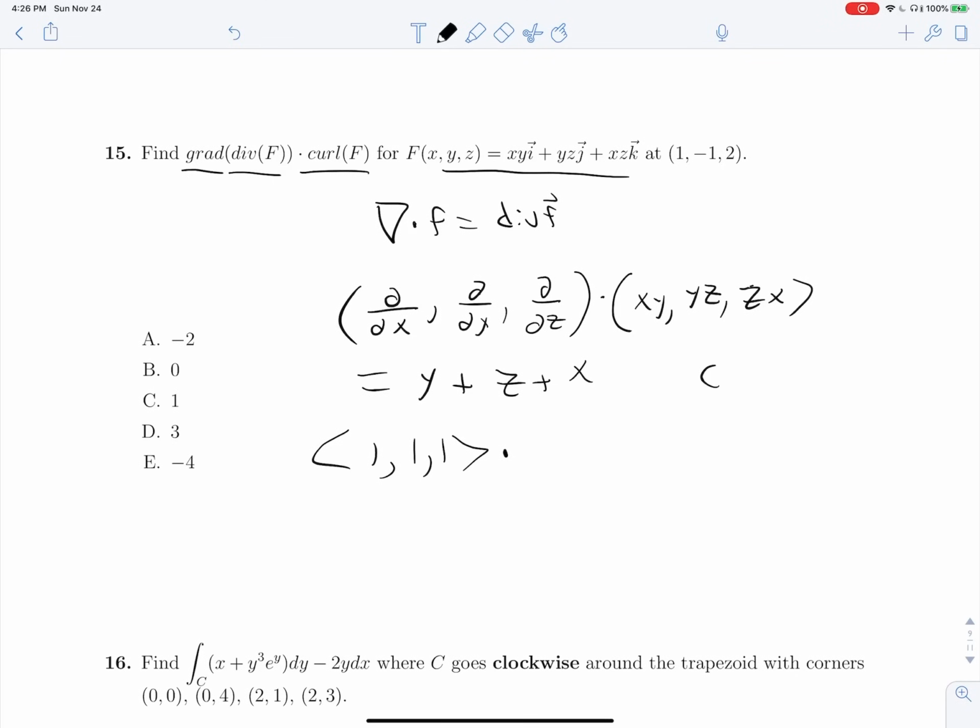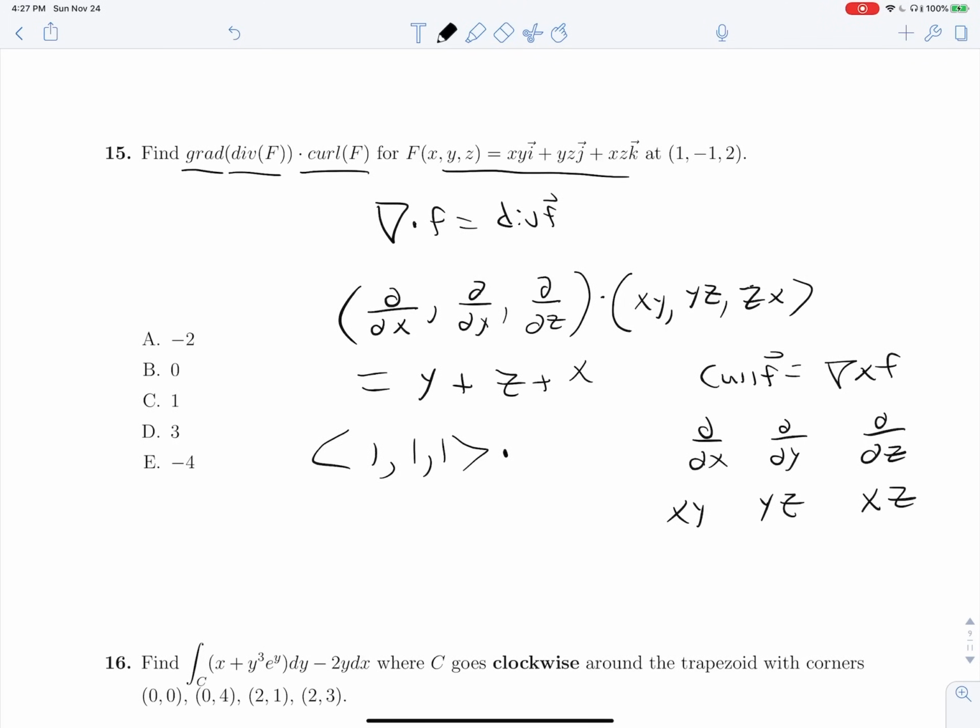The curl of f, we know that's del cross f, so we can set that up. Partial x, partial y, partial z, and then we need f on the bottom. X, y, z, x, z. And there we go. So we are ready to solve everything.